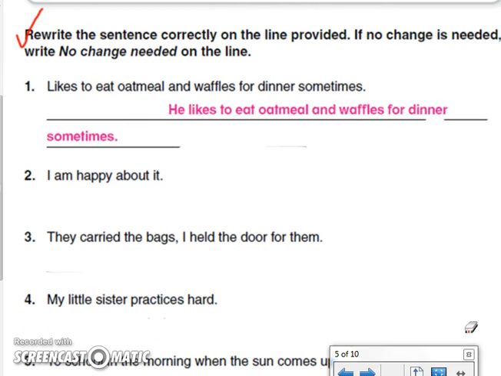All right, now you're going to challenge yourself to do the rest on your own, and then when we're done, we'll go back and correct them. So I'm going to read it, and if you think it's correct, you're going to write no change needed if it's right. If it's not, you need to rewrite it. I am happy about it. Pause and mark and change it if you need to, or write no change needed.